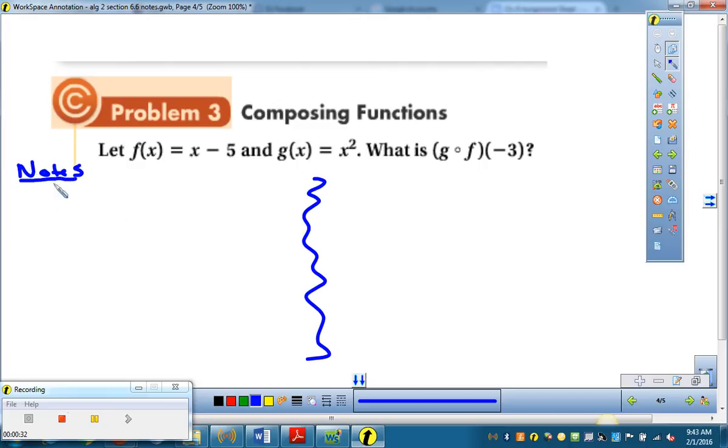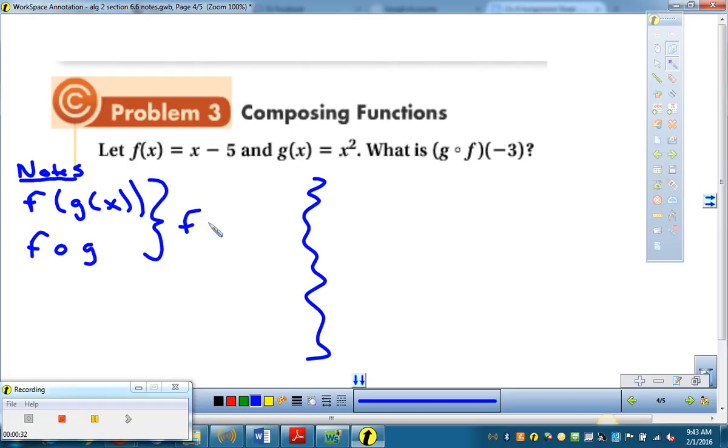So the way that we write composition of functions is you'll see it as f parentheses g of x, and that is read f of g of x. And the other way they like to write it is f little circle g. Both of those mean f of g of x.